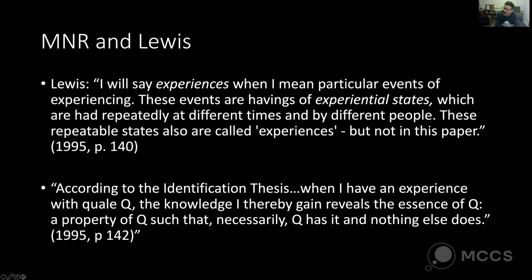Experiential states act very much like properties, and they're properties that are had by people. And so they are rather like the experiential properties that Nida-Rümelin is talking about. They're property-like things, at any rate, that are had by people, by subjects. And Lewis then goes on to say these repeatable states, a state that's repeatable is effectively a property, are also called experiences, but not in this paper, he says. So he acknowledges that you could call these things, which are very much like Nida-Rümelin's experiential properties, experiences, but not in this paper. For him, experiences are events of experiencing.